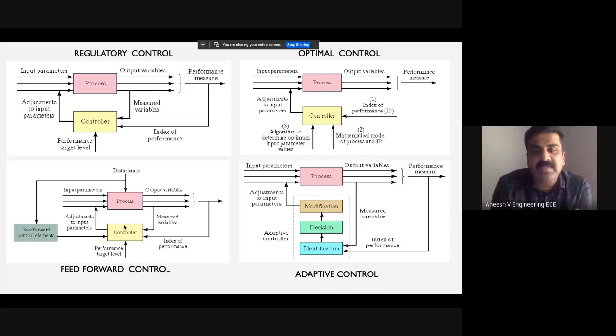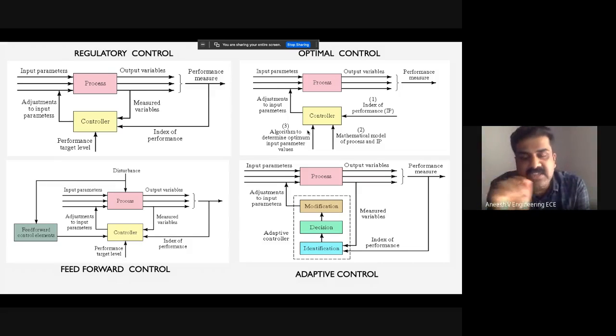Then we come to optimal control, or steady-state open-loop optimization. These controllers are more mathematically oriented. Input parameters and output parameters are both there. Along with that, first we measure the index of performance. Once the index of performance is measured, we need to mathematically model the process, along with the mathematical model of the index of performance.